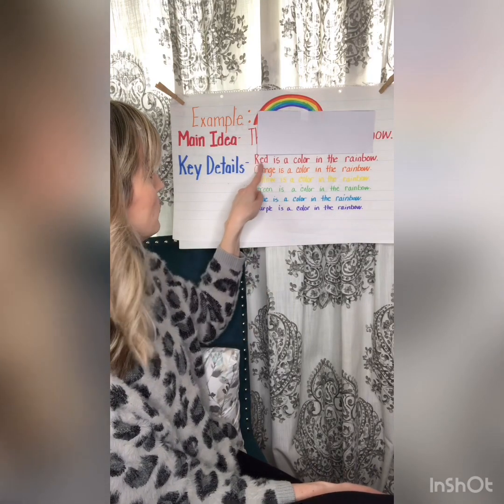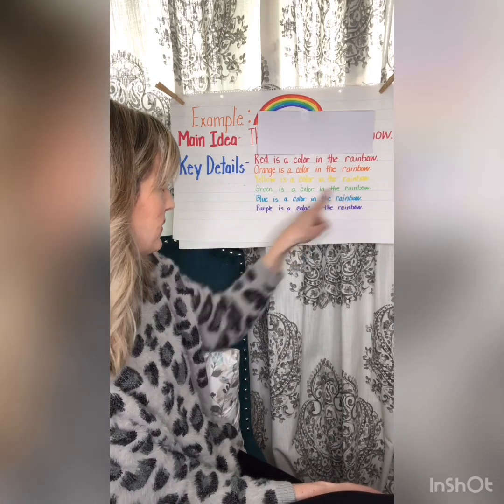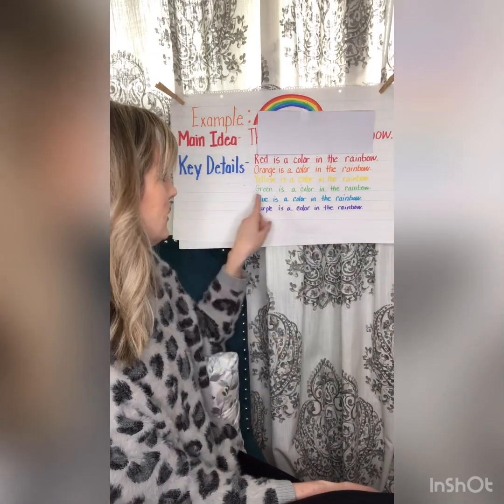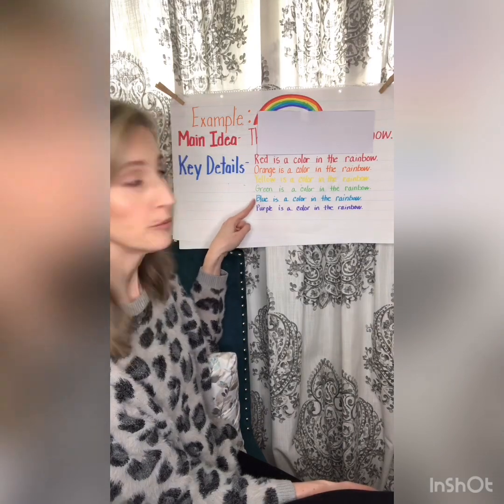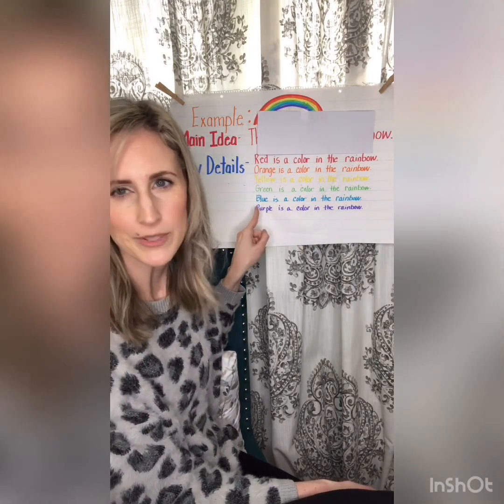It's quick. Red is a color in the rainbow. Orange is a color in the rainbow. Yellow is a color in the rainbow. Green is a color in the rainbow. Blue is a color in the rainbow. Purple is a color in the rainbow. So that's a simple text.